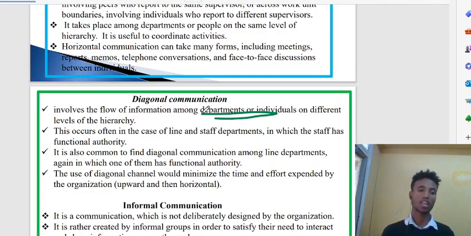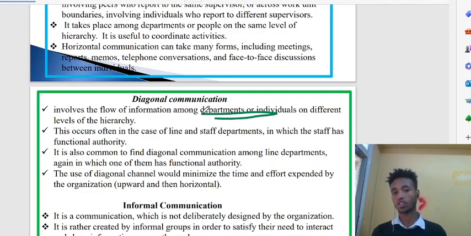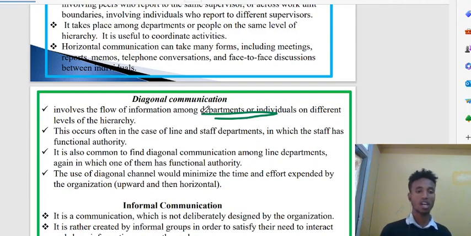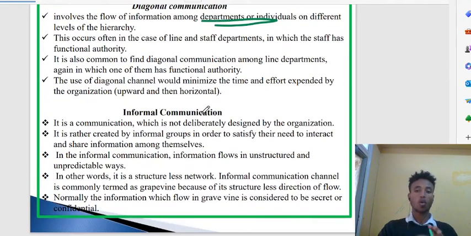Such type of communication, if the diagonal channel is used, would minimize time and effort. Simply, we don't tend to go to a higher level in order to transmit our message. When we transmit our message to a lower level, we send our message simply through the diagonal, in the case of diagonal communication. Also, there is informal communication.